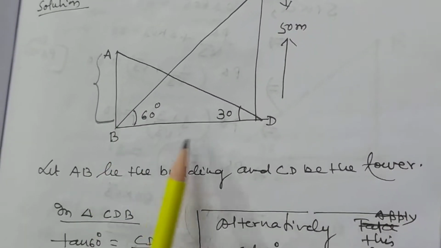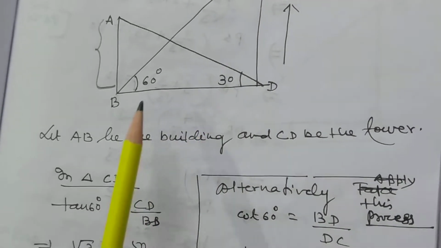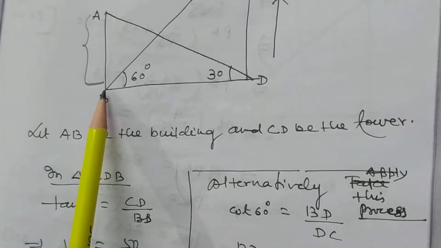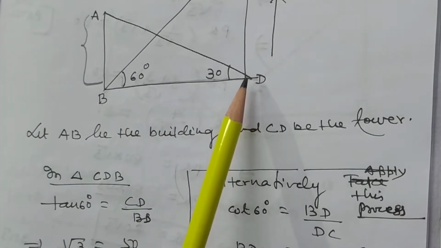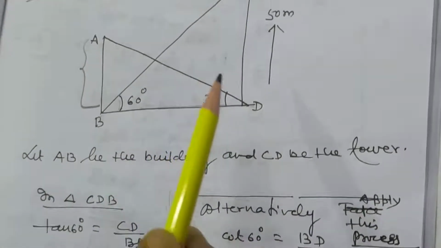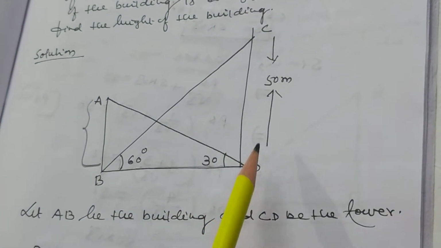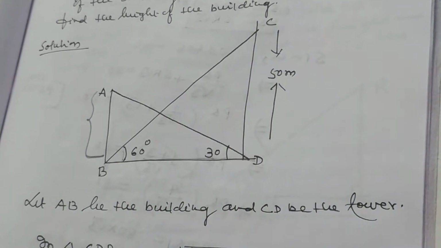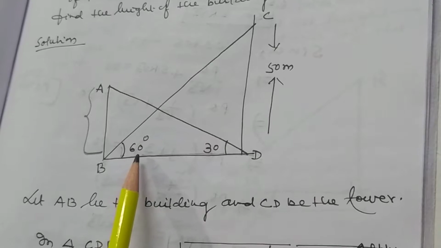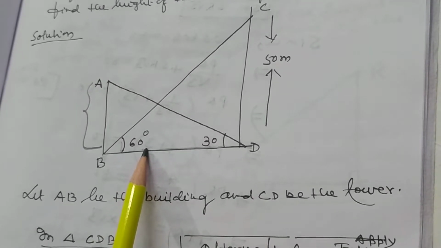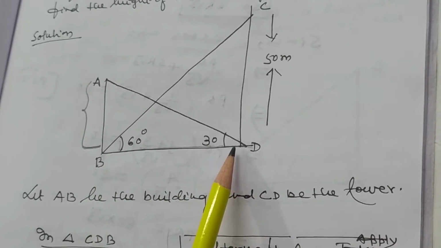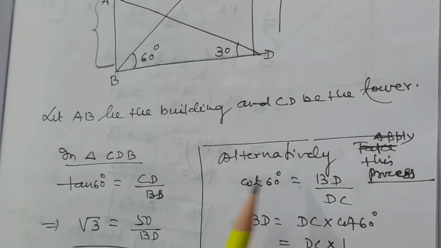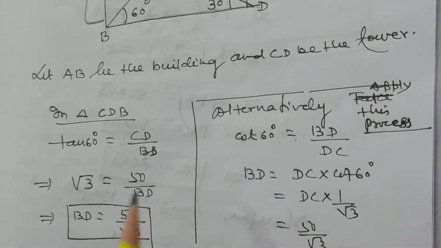In right angle triangle ABD, we have only this angle 30 degree, but we want to find AB. For AB, we must have the value of BD. So from right angle triangle BDC, we can find BD, because DC is given, DC is 50 meter. So with respect to the angle 60 degree, we want to find BD. So now here I discuss two methods for your convenience.